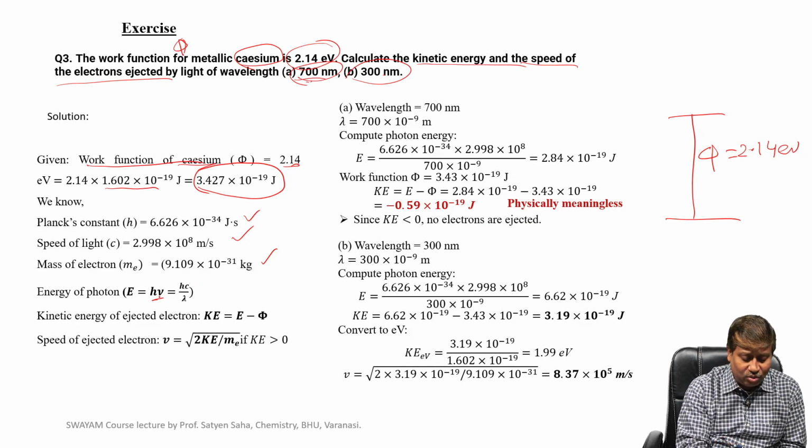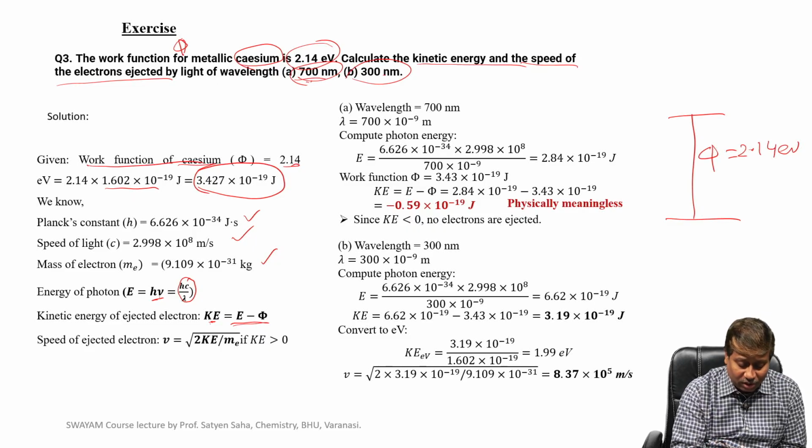h nu, as I said, nu lambda is c. So nu is equal to c by lambda. So you have to transfer it to h c by lambda. And the kinetic energy, as you have seen, half m v square, is equal to E, the light energy, minus the work function. That you have already shown.